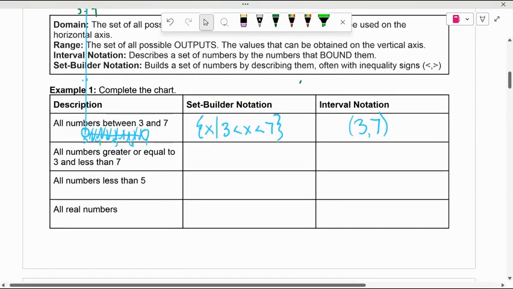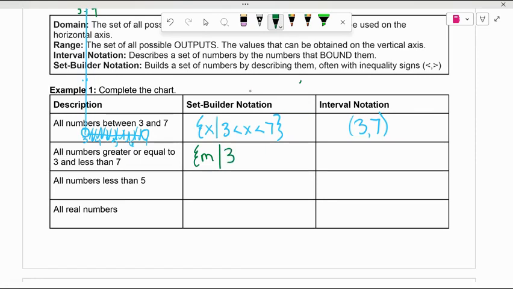All numbers greater or equal to 3 and less than 7. So the only difference, I'm going to use a different variable because why not, is that it can be greater than or equal to 3 as well this time. 7 still can't be 7. So it means it goes from 3 to 7, not including 7, but now including 3, so we have a square bracket.